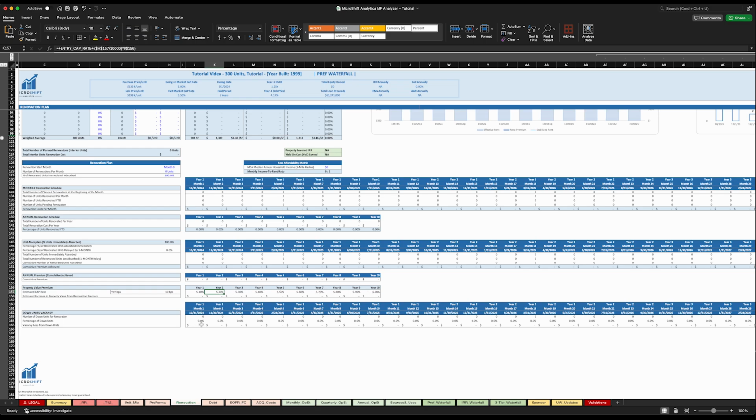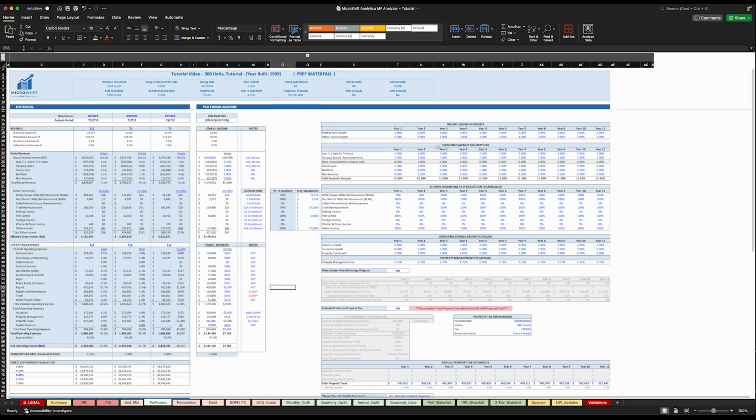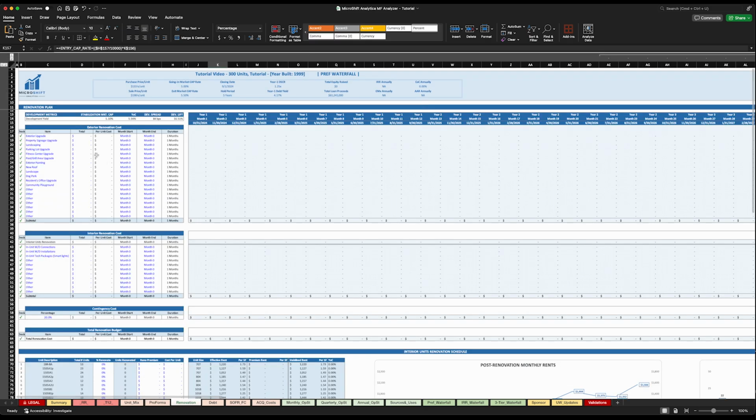And the last table, this is where you'll be able to see the percentage of units that will be down for each month based on the units that will be renovated. And this information is what gets transferred over to the Proforma tab when it comes to your unit's downtime vacancy. That information will be transferred over here. Going back to the Renovation tab, let's walk through the process.